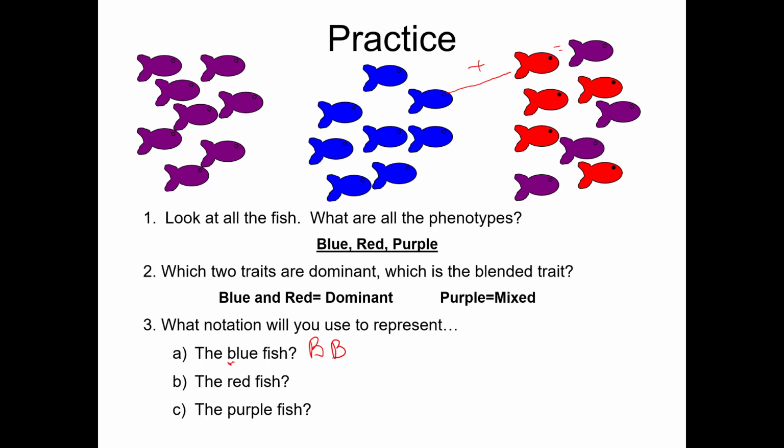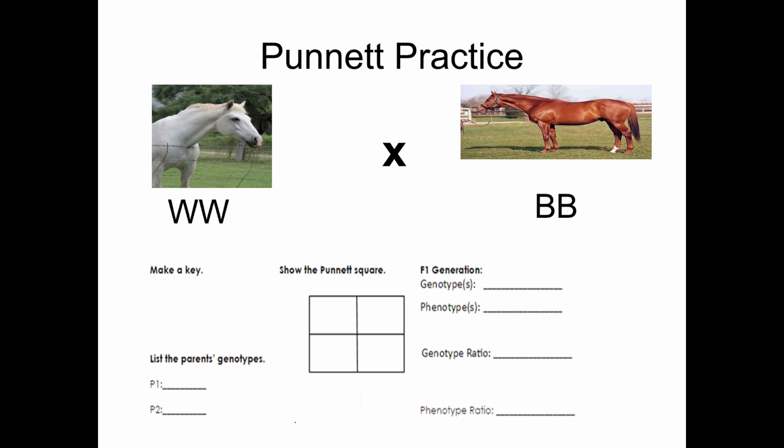I use B because blue starts with a B. Red fish, I'm going to go with capital R, capital R. And the purple fish, it's going to be BR. Okay. Now for this heterozygous, if you put RB, that's fine too. Doesn't matter which order you go in as long as it's a mixture of those 2 letters. All right, so let's do some practice.